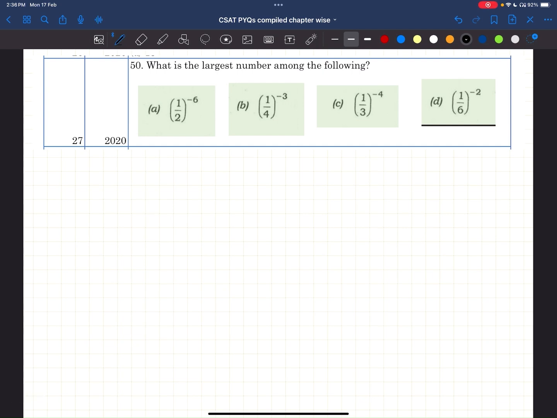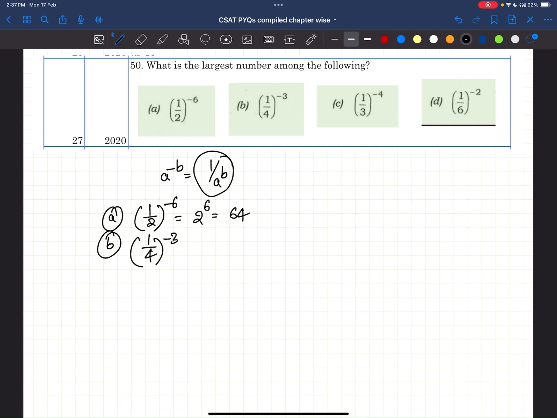What is the largest number among the following? What is a power minus b? It is 1 by a power b. Option A is telling 1 by 2 whole power minus 6. Now we are converting denominator into numerator, numerator into denominator. That becomes 2 power 6. What is the value of 2 power 6? 64. Now let's consider option B.